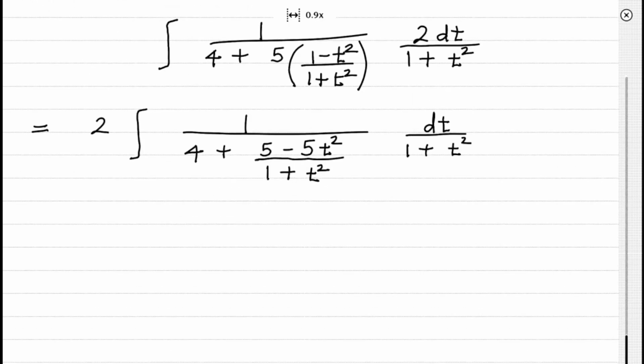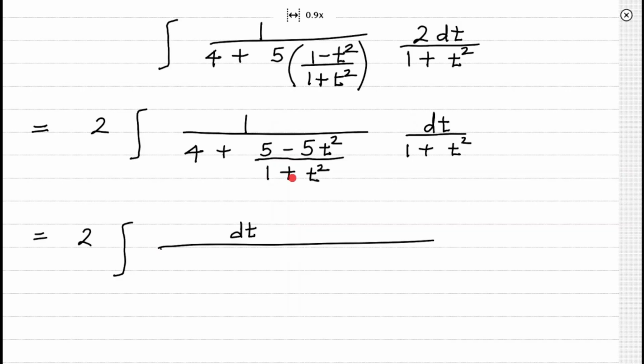Okay, we can simplify this a little bit further. We can cross multiply over here. So multiply this polynomial with this 4. So we have 2 times integral of, in the numerator I have 1 times dt, which is nothing but dt, divided by, multiply this with this 4. So you have 4 plus 4t square, plus you already have that 5 minus 5t square.